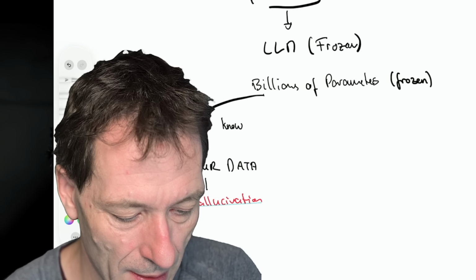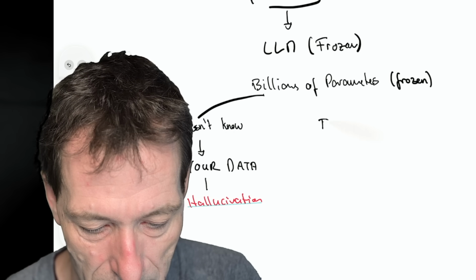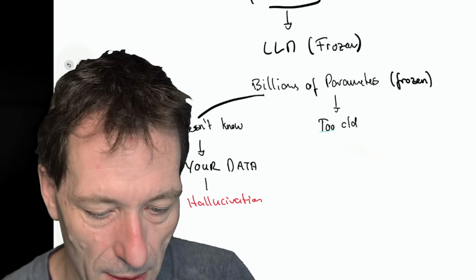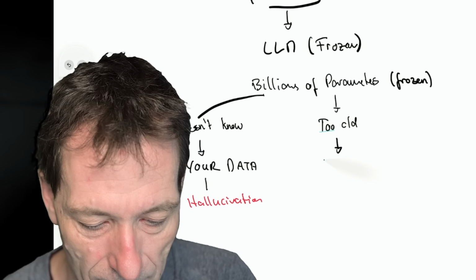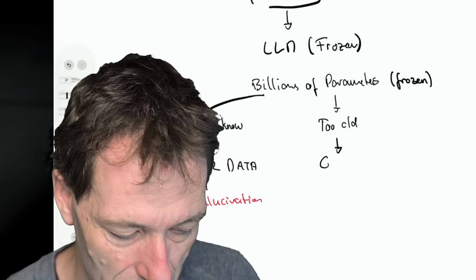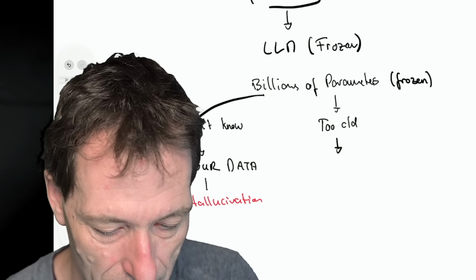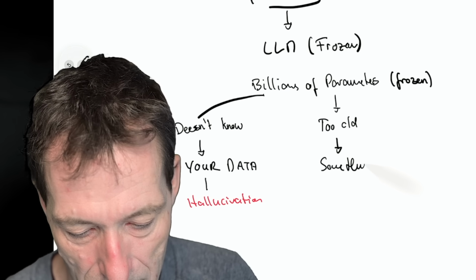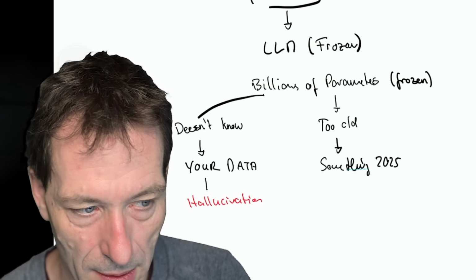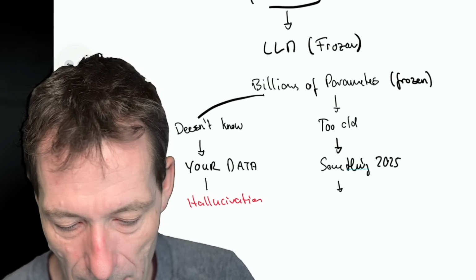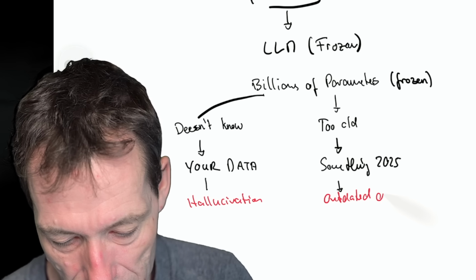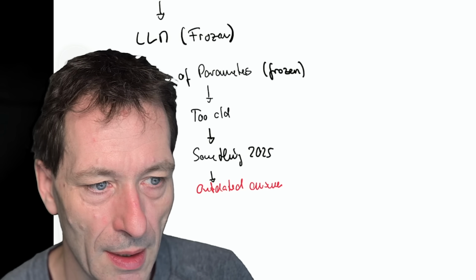The second problem is that the knowledge is too old. Something that is not correct anymore, right? So for example, you ask about something, there you go, something about 2025. Some news, right? So you will get an outdated answer. Not good.